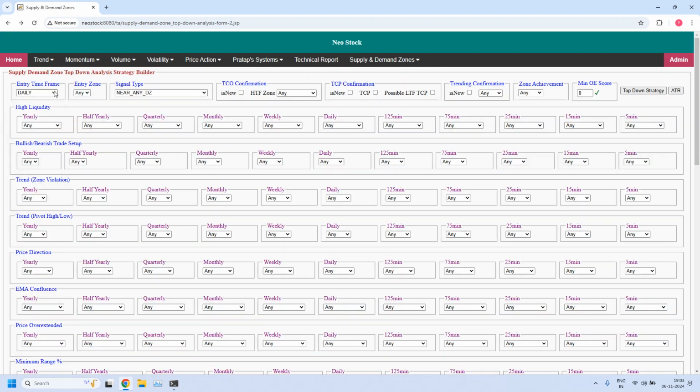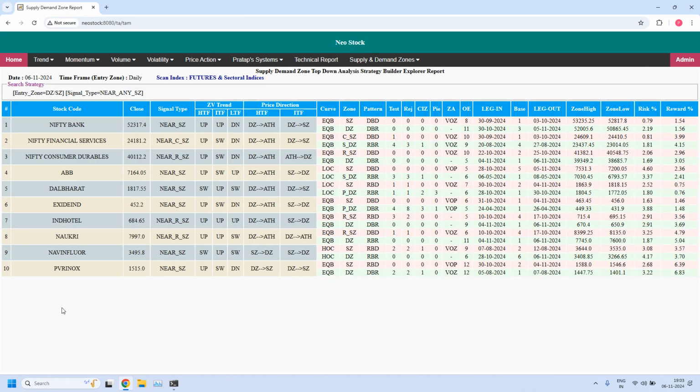Next, for daily time frame, let us find the stocks near daily supply zone. 10 stocks are filtered. Let's verify high liquidity supply zones from this list. NIFTY Financial Services, this is nothing but FinNifty, having a high liquidity supply zone. NIFTY Consumer is not listed in F&O.